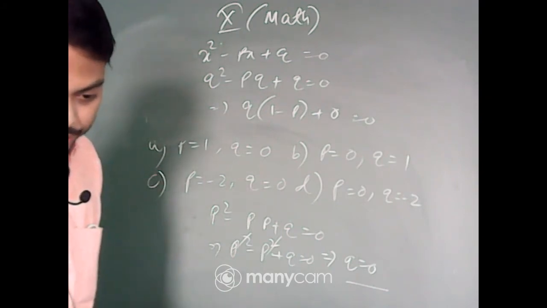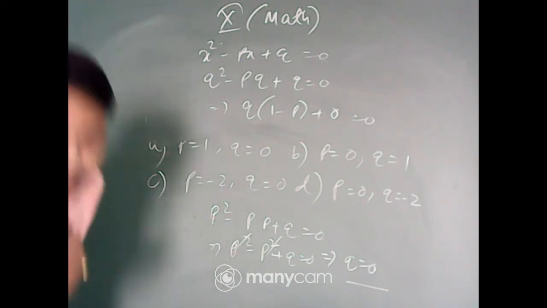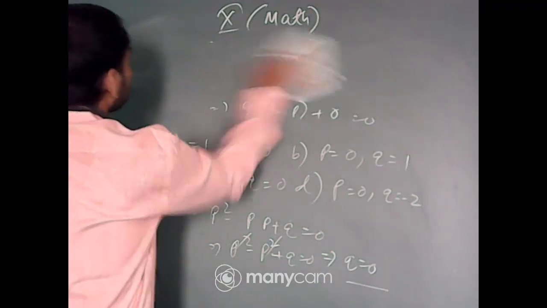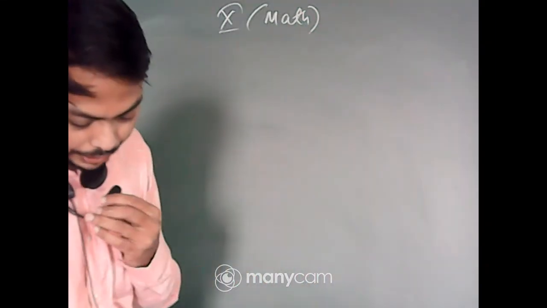Option A. Yes, Ishanur. Yes, Anindo. Option A. Very good. So option A is the correct answer. That is p1 and q0. Move on to the next one. Next question.